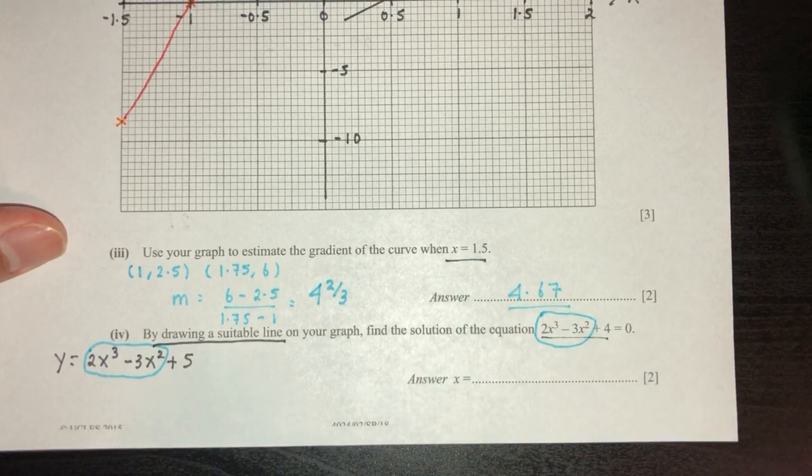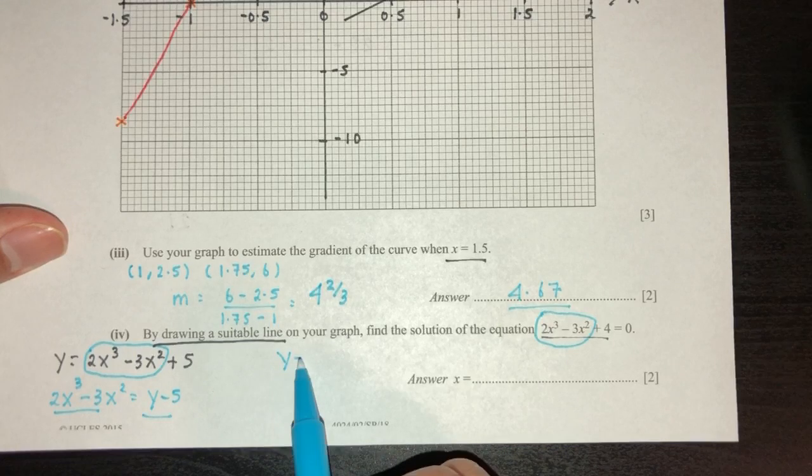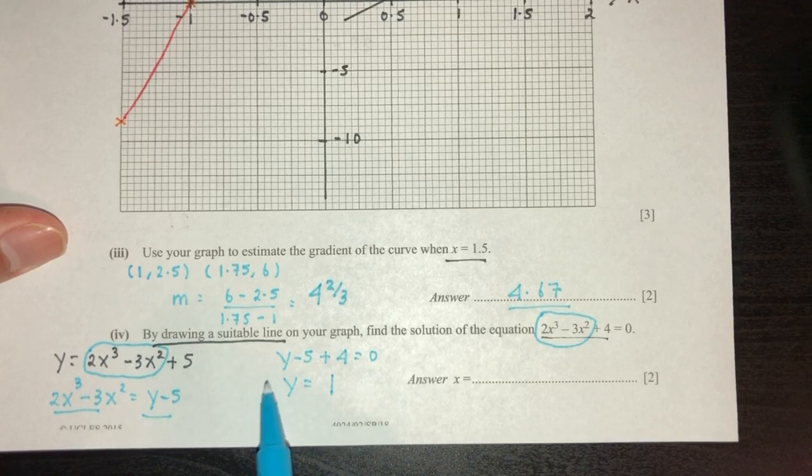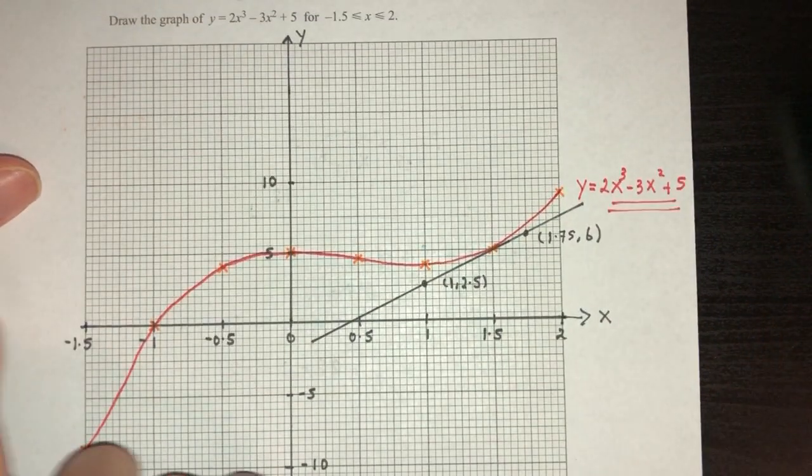So in those cases, we can make this become the subject of the formula. So you will have 2x cubed minus 3x squared is equal to y minus 5. So replace this by this in this equation. So you will have y minus 5 plus 4 is equal to 0. So y is equal to 1. So you have to draw this line. y equals 1 is a horizontal line at value 1.